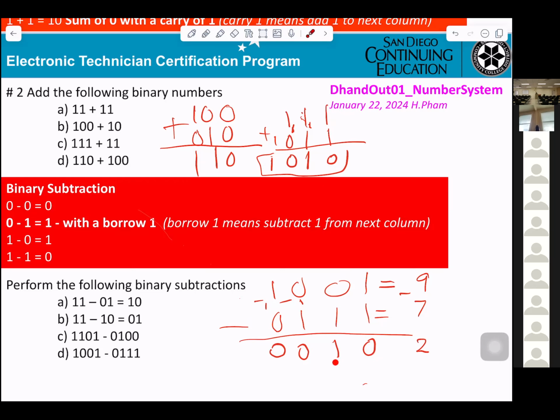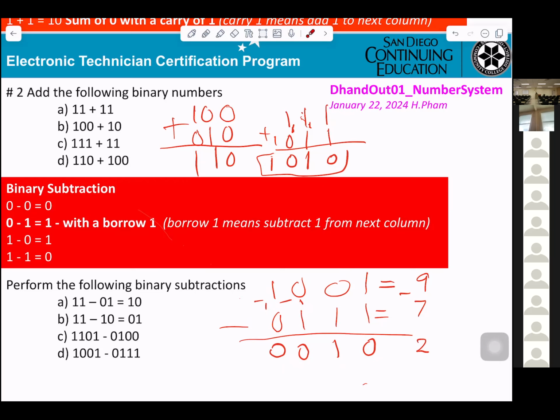But you need to borrow 1 from the next. That means you take 1 up here. 0 minus 1. Okay. You get a 1, 1 minus 1. You get a 0. Still borrow 1. Okay. Then 1 minus 1, 0, 0 minus 1, 0 here.